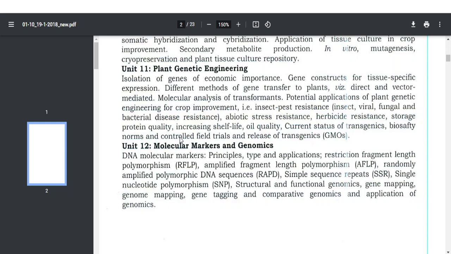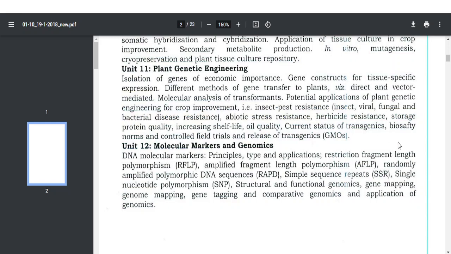This is a very important thing. You need to know the different methods available for gene transfer, how transformants are analyzed, different kinds of molecular analysis, and the potential applications of plant genetic engineering for crop improvement. You need to know about abiotic stress resistance, herbicide resistance, and how protein quality has been improved. Also shelf life, the Flavr Savr tomato, and what genetically modified crops are. Those things are highly important.